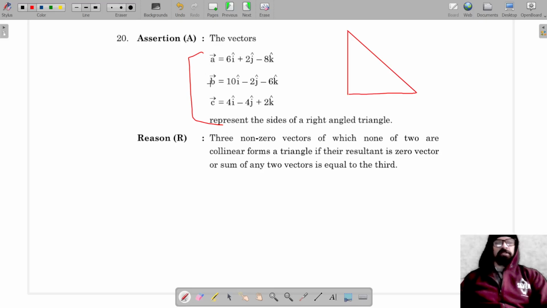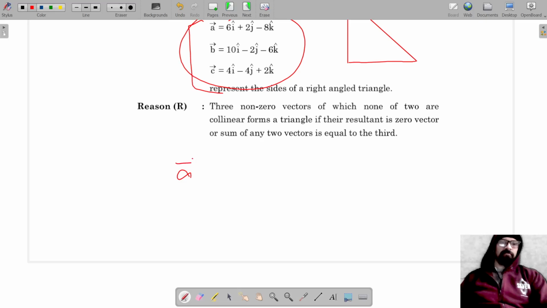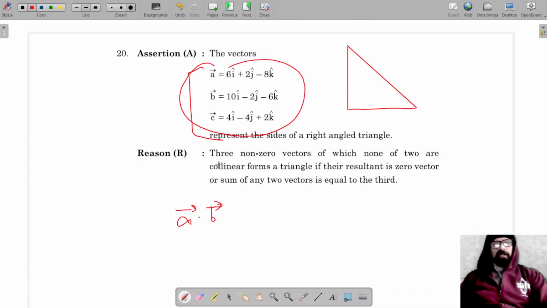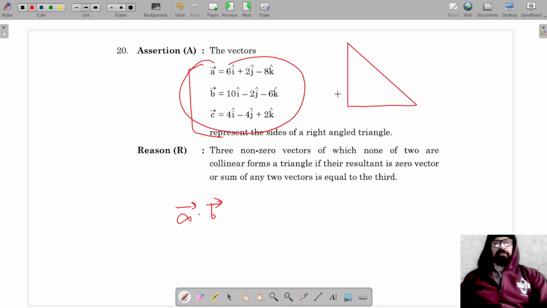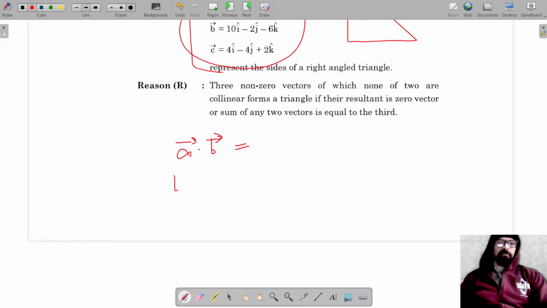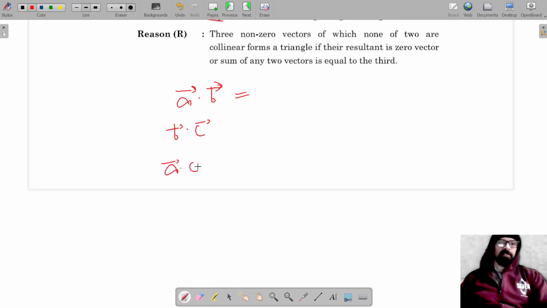And if they are perpendicular to each other, that means when two lines are perpendicular to each other, the dot product is zero. So I'm going to find the dot product of A with B, B with C, and A with C. And if it comes out to be zero in any of the cases, that means these two sides are perpendicular and would be a 90-degree angle. So that would make this triangle a right angle triangle. So let me find the dot product of A with B, B with C, and A with C.